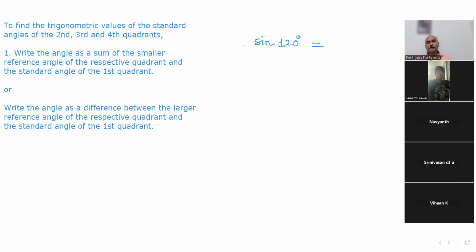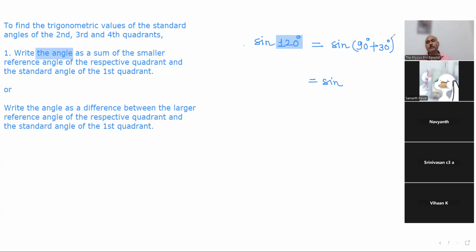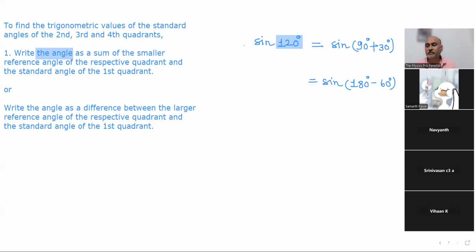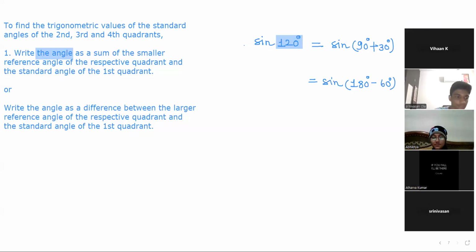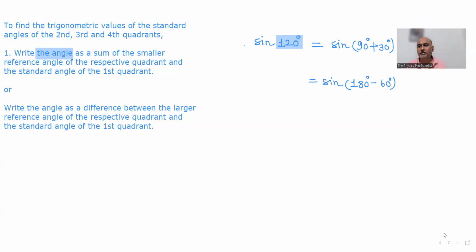And please pay attention. So here I have written the angle. Can you guys see? The angle, right? So which is the angle here? 120 degrees is the angle here. So first step is we can write this 120 degrees as a sum of 90 degrees and 30 degrees. Or we can write this 120 degrees as a difference between 180 and 60 degrees. Yes or no? This is what I mean by the first and second step. I hope all of you understood this.